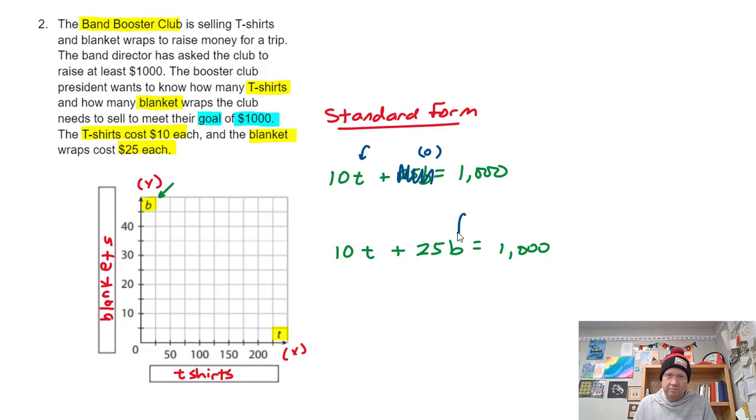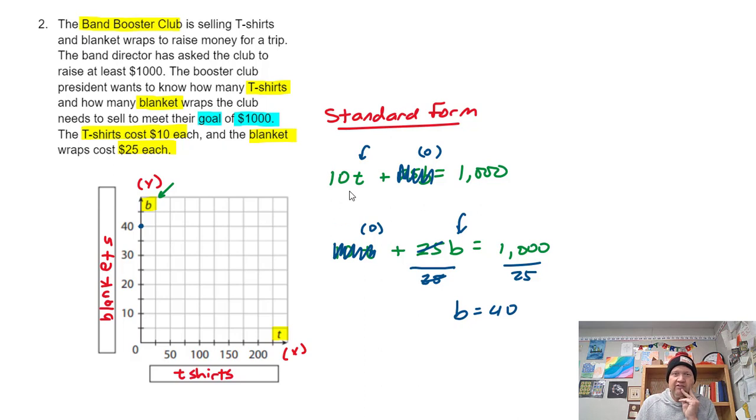And what if I want to find the b-intercept, which means what if I sell 0 t-shirts? Let's cross off t-shirts. So if I want to find the y-intercept or the b-intercept, I'm going to divide this one by 25. And if I divide by 25, I know that 25 goes into 100 four times, so 1,000 divided by 25 is 40. And the b-intercept is 40, and I can put that dot on the graph because what that means is if I only sell blankets, I've got to sell 40 of them to make $1,000. That's what that means if I don't sell any t-shirts at all.